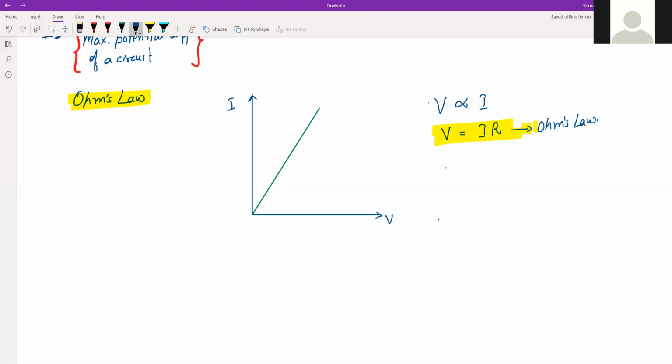Okay. Now if we have this graph, that is the V-I graph, it is like this. So we see that this is a straight line. If it is a straight line, we say that this is an ohmic conductor, which follows Ohm's law.